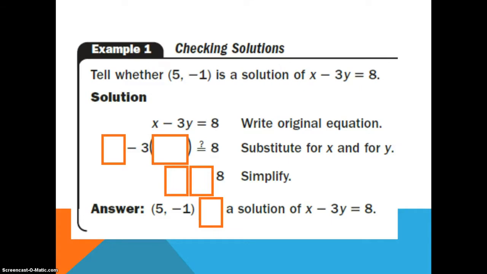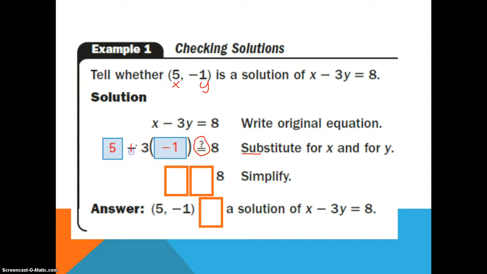In example 1, we're going to tell whether (5, -1) is a solution of x minus 3y equals 8. What we are going to do here is take our x and our y and substitute them into the equation. So instead of x, it becomes 5. Instead of y, it's -1. We are checking to make sure it equals 8.